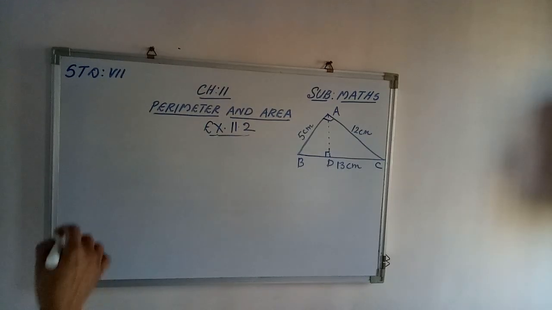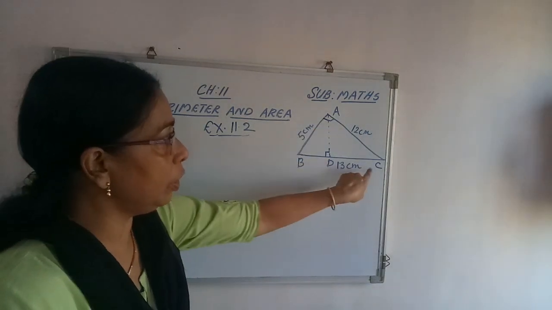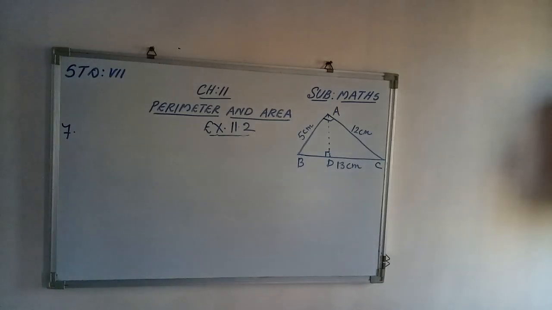Now question 7. I have drawn the figure there. Triangle ABC is right angled at A. This is a right angled triangle. AD is perpendicular to BC. If AB is 5 centimeter, BC is 13 centimeter and AC is 12 centimeter, find the area of triangle ABC. Also find the length of AD, which is the perpendicular.